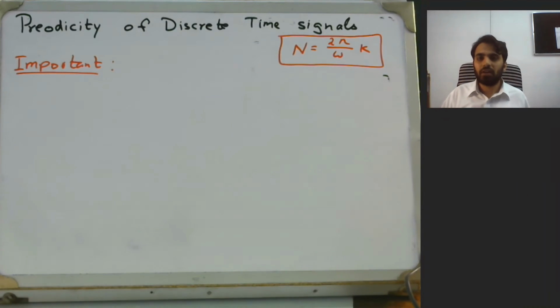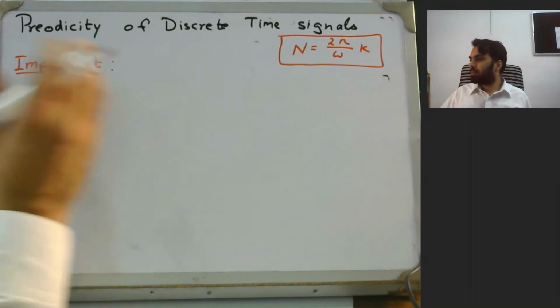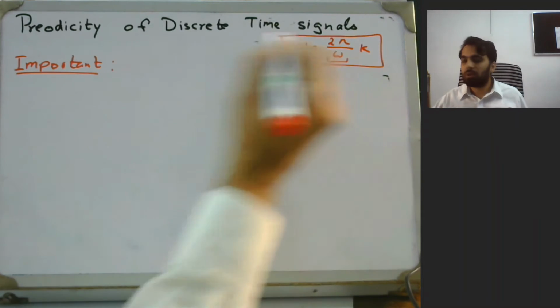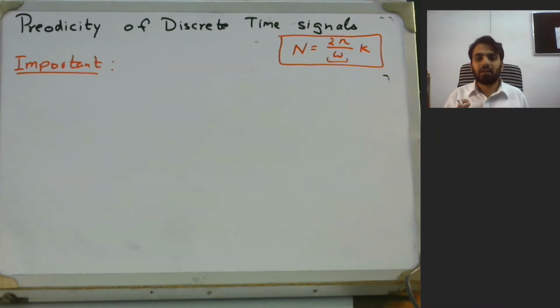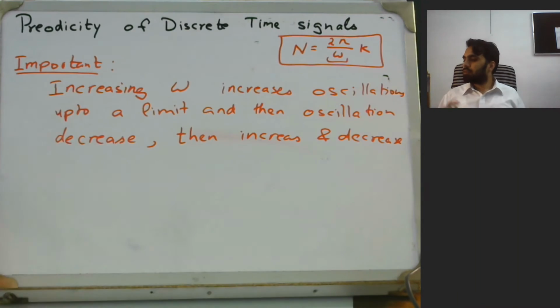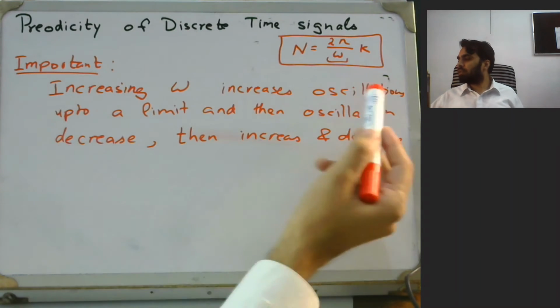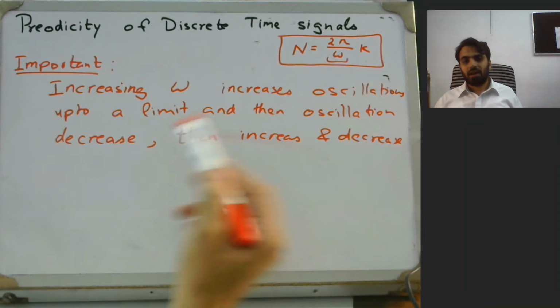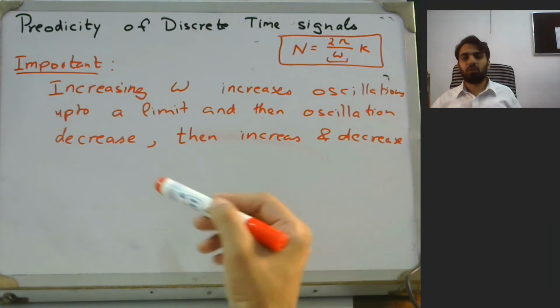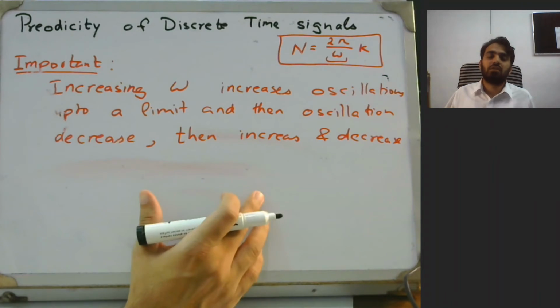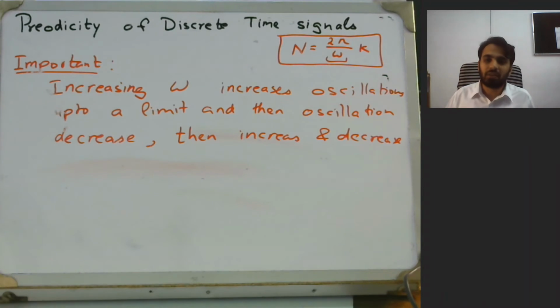A very important point herein is that increasing the frequency or omega of a discrete time signal does not necessarily mean that you're going to increase the oscillations. The oscillations are going to increase up to a certain point and then they will come back. That is, increasing omega increases oscillation up to a limit, and then the oscillation decreases. Then it would again increase, and then again it would decrease. This concept can be better understood with the help of one graphical illustration.